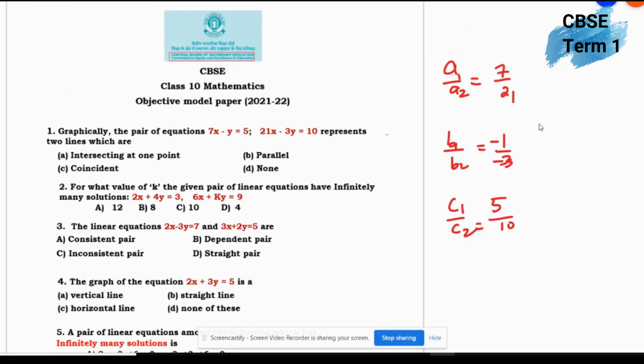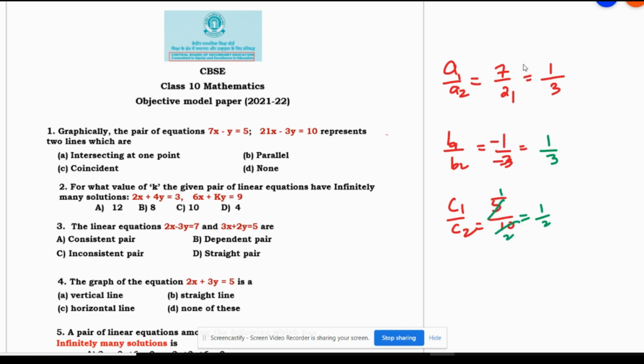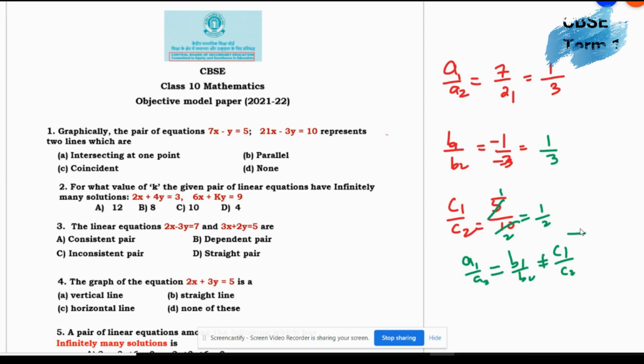And we are going to convert this into the least form. 7 by 21 is nothing but 1 by 3. Minus 1 by minus 3 is nothing but 1 by 3 itself. 5 by 10 is 1 by 2. So clearly here a1 by a2 is equal to b1 by b2, but it is not equal to c1 by c2. These are the conditions for parallel lines, and we know for parallel lines it has no solution. So the correct option for this question is B, parallel lines.